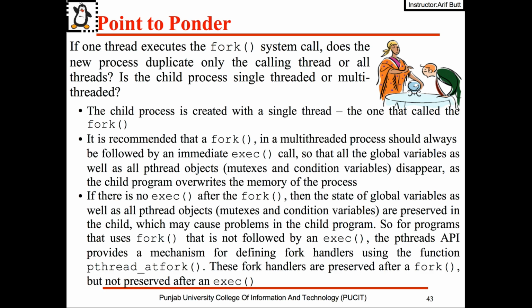If there is no exec after the fork, then the state of the global variables as well as all pthread objects are preserved in the child, which may cause problems in the child program. So for programs that use fork that is not followed by an exec, the pthread API provides a mechanism for defining fork handlers using the function pthread_atfork. Please do write sample codes that make your concepts clear about the use of fork in a multi-threaded program.